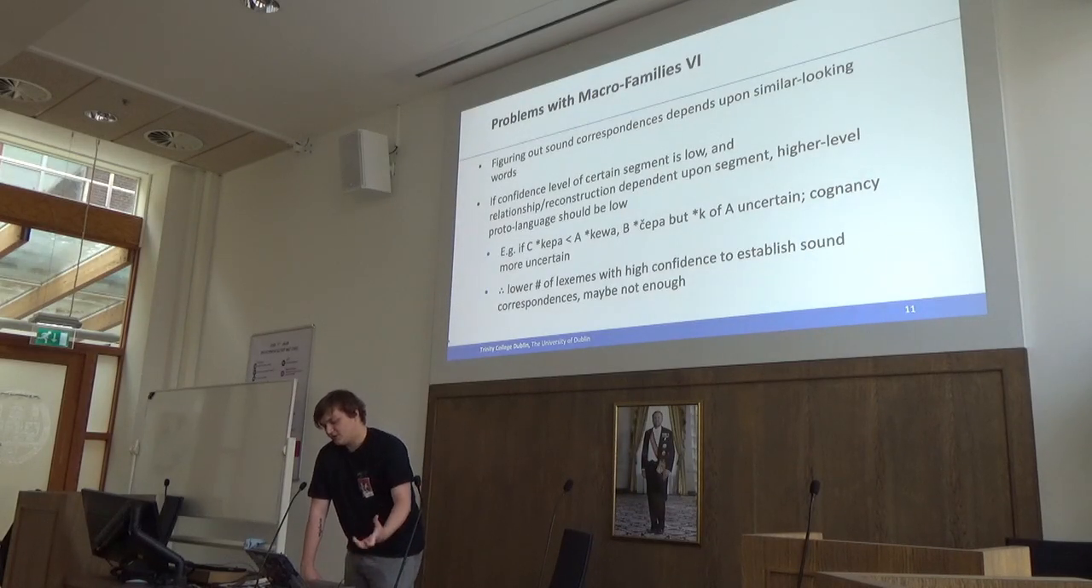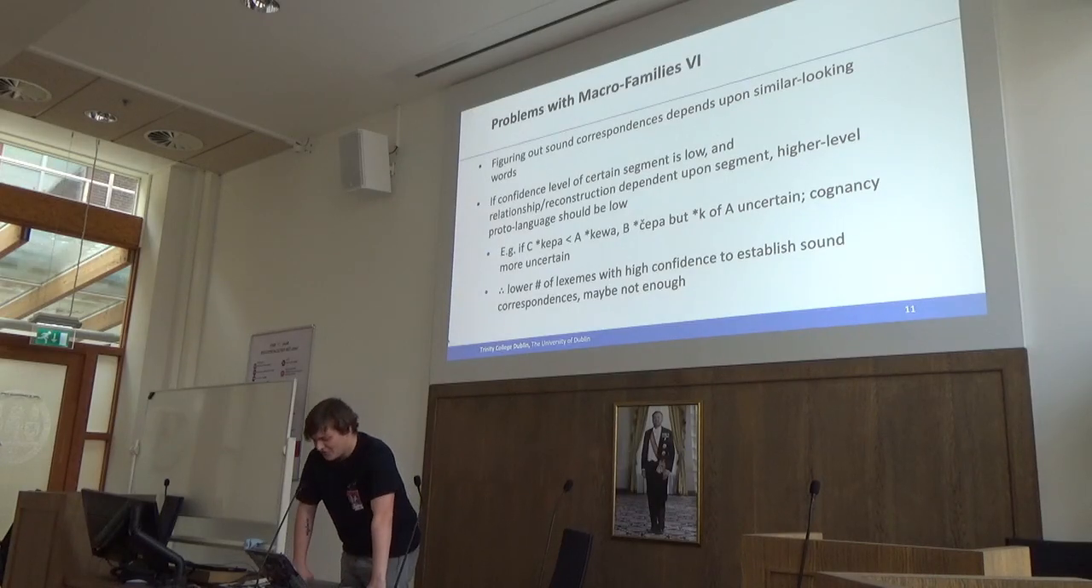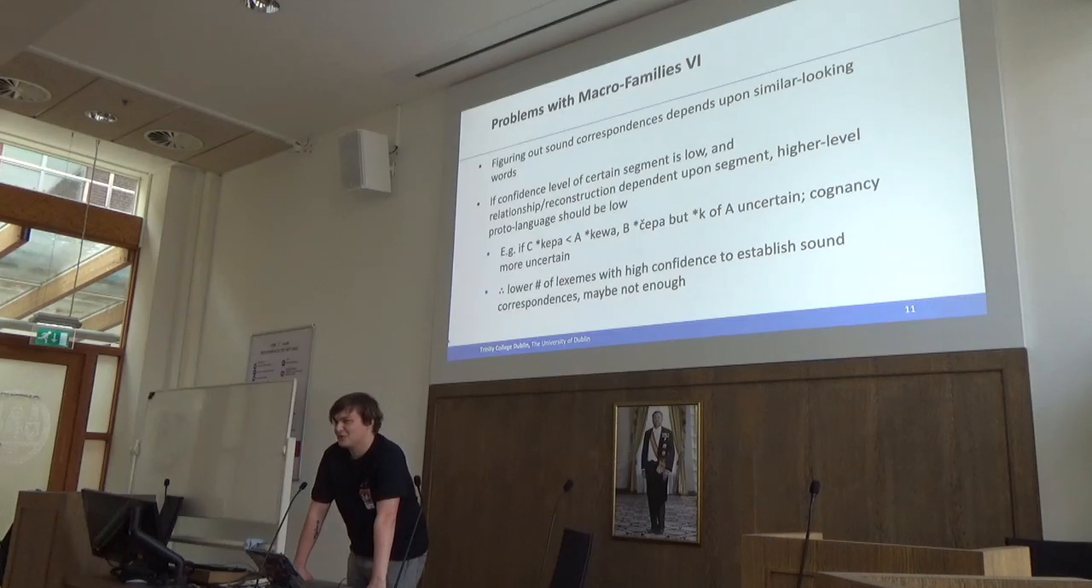So if you have Proto-C, K-Pa, which, for example, is the ancestor of A, K-Wa, and B, Che-Pa, looks plausible, right? But if we're uncertain about the K from Proto-A, then we don't know if these are cognates, right? We have a much lower confidence level if these are actually cognates, unless we can establish that that K is almost certain. So because of this, we would be left with a lower number of lexemes with a high confidence to establish sound correspondences. Maybe there's not enough.